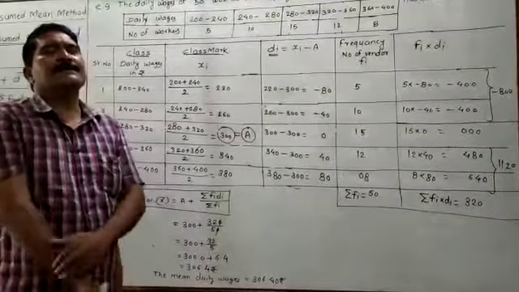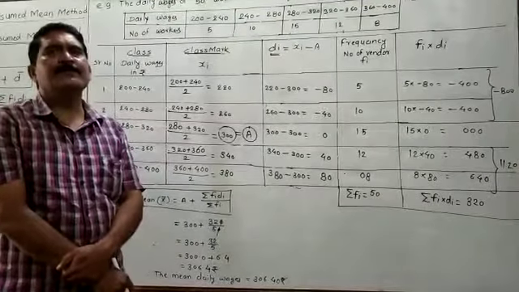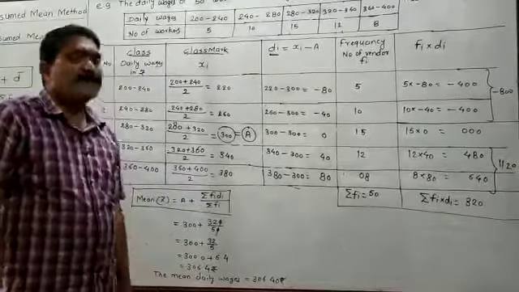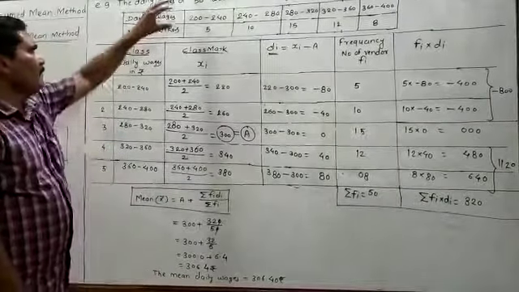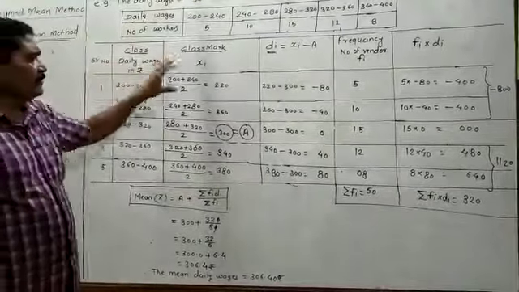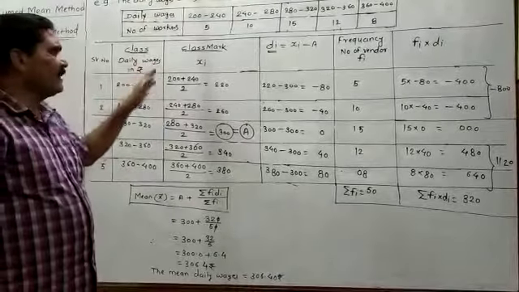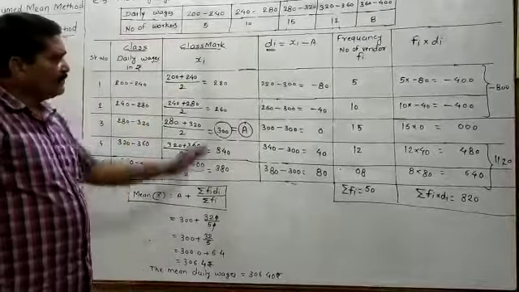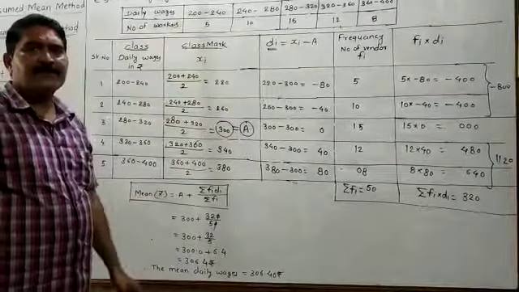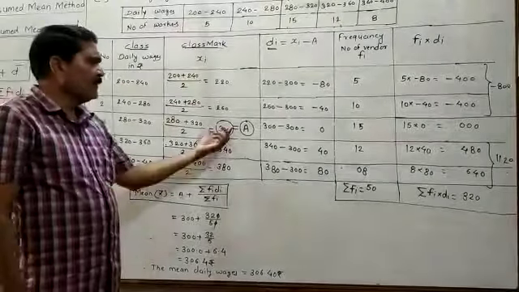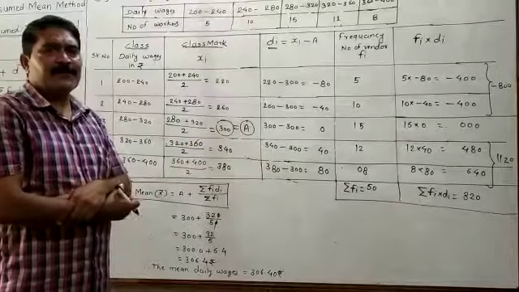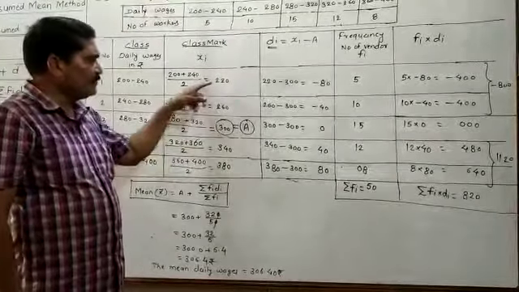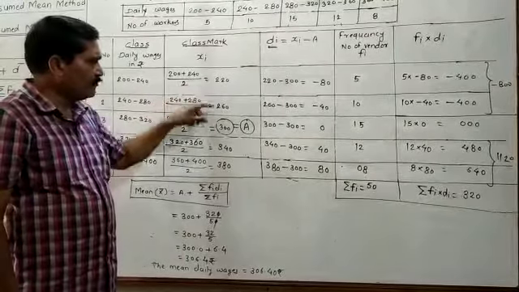This is how you find the mean by the assumed mean method. First of all you have to write the class, then you have to find out the class mark. How will you find the class mark? Lower limit plus upper limit divided by 2. Once you find all the class marks, you have to assume one of them, the middle one. Total how many class marks are there? 1, 2, 3, 4, 5.